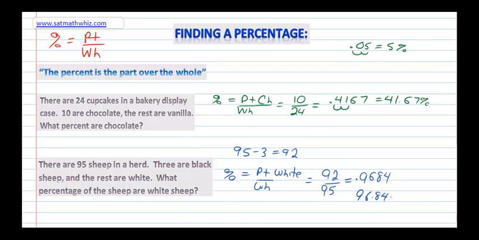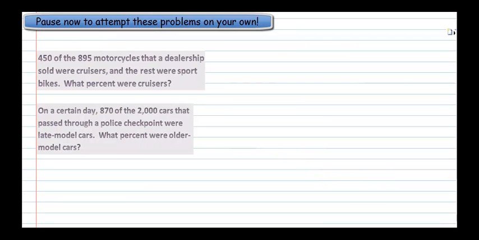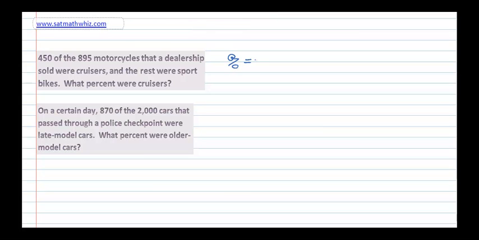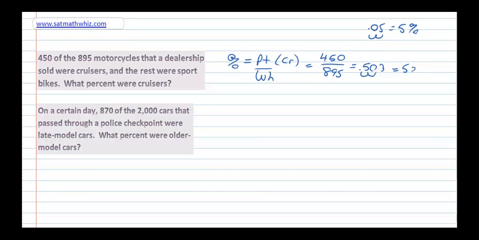Next problem. 450 out of the 895 motorcycles that a dealership sold were cruisers, and the rest were sport bikes. What percent were cruisers? Once again, the percent is the part over the whole. Now we're looking for the part of the group that are cruisers over the whole group. And there are 450 cruisers, that's the part. The whole group is 895. That comes out to 0.503. And if 0.05 is 5%, then we have to move the decimal 2 spaces to the right. So 0.503 is 50.3%.